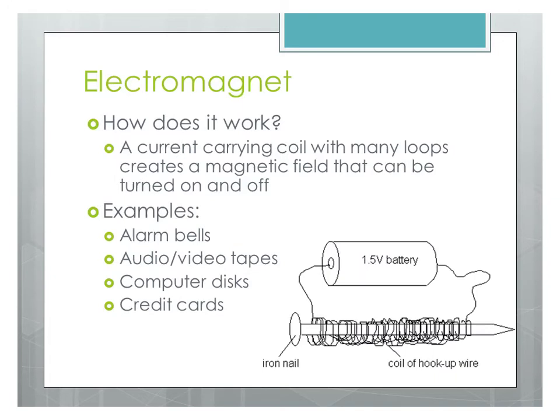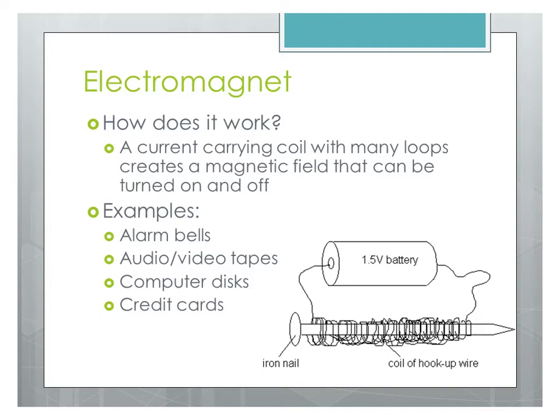So this is what's going to be the setup for tomorrow's lab. A very simple electromagnet is basically a current-carrying coil. It's kind of hard to say really fast. And it has many loops, and it can create a magnetic field that you can turn on and off based on if the wires are all connected to the battery or to the power source.